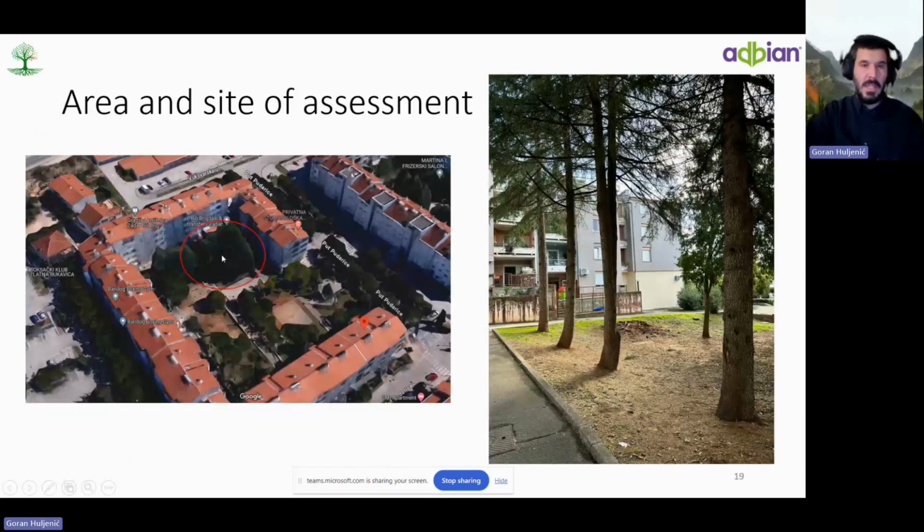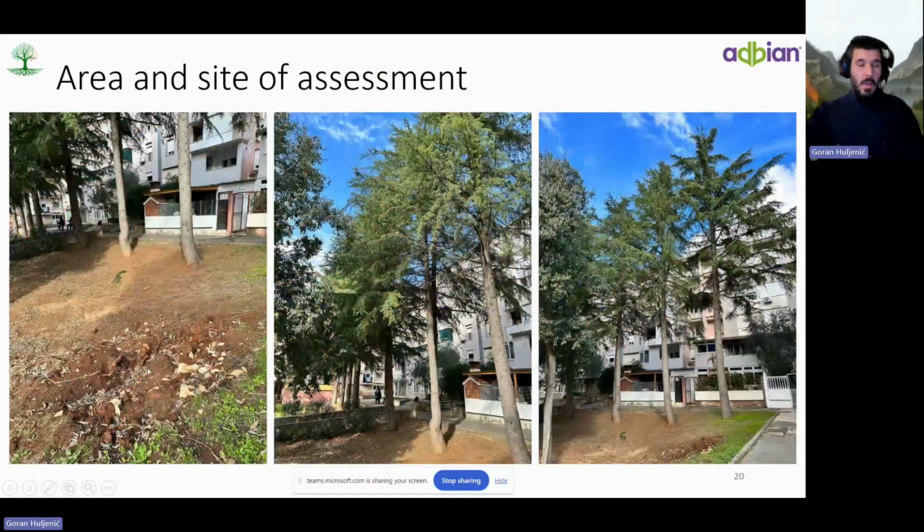So the area of the assessment is this tree group here in red, in a small city quarter between the buildings. And on the right picture, you can see these trees. These are cedrus trees. And here, where you see the cursor of my mouse, is where a tree fell. On the far left picture, this is a location where one tree fell, and in the past another tree had breakage in the stem.